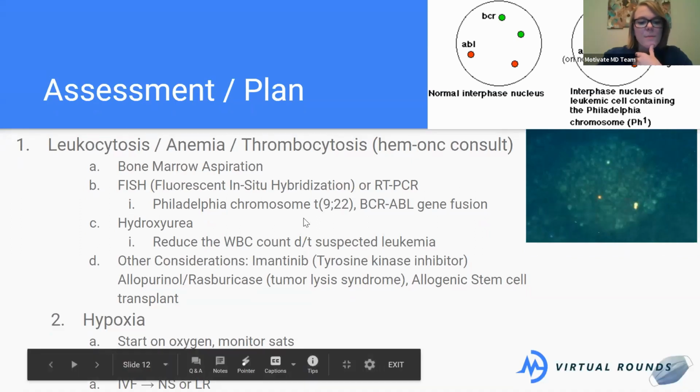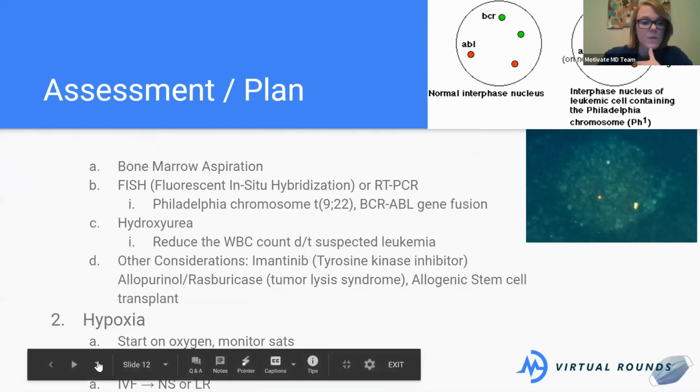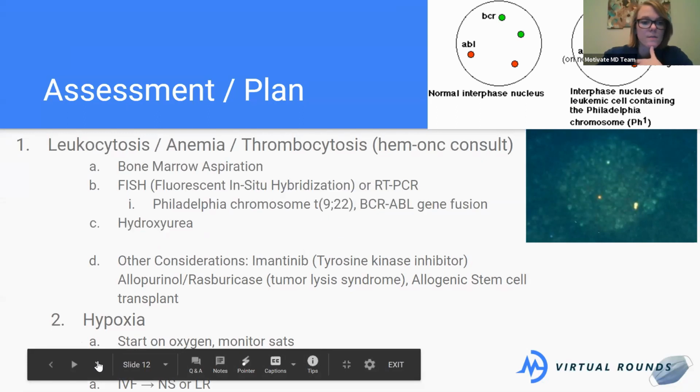And that's what I wrote at the bottom, IV fluids. NS is normal saline, LR is lactated ringer. So we can consider either of those things. Let's keep jumping through this. Okay.